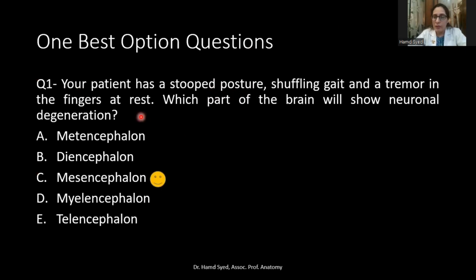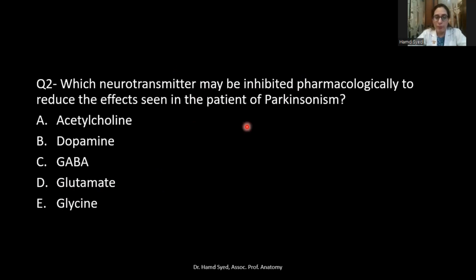This is the mesencephalon. You see, the mesencephalon, also commonly called the midbrain, is the area which contains the substantia nigra. And the substantia nigra has the dopaminergic neurons, and it is the degeneration of the dopaminergic neurons that produces these characteristic signs in a patient, which is the patient of Parkinson's disease in this scenario.